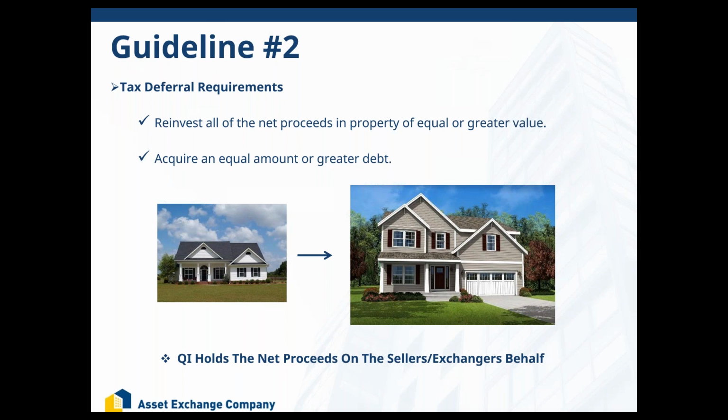Now, we're the qualified intermediary, the QI. We're going to hold those proceeds on behalf of the seller, the exchanger, because the rule is they can never have receipt of those funds. If they do, they lose their ability to do a 1031 exchange. So they can't close today and call me tomorrow and say, hey, Jeff, I want to do a 1031 exchange. At that point, it's too late. They couldn't even close today.